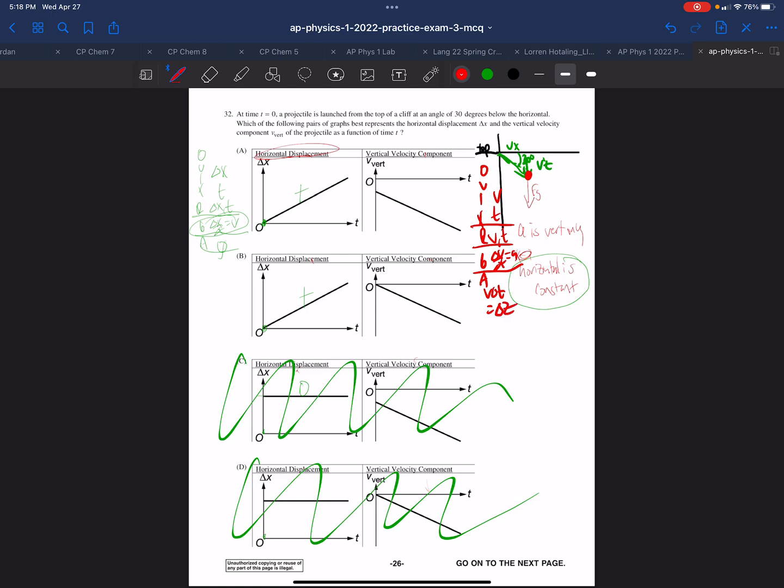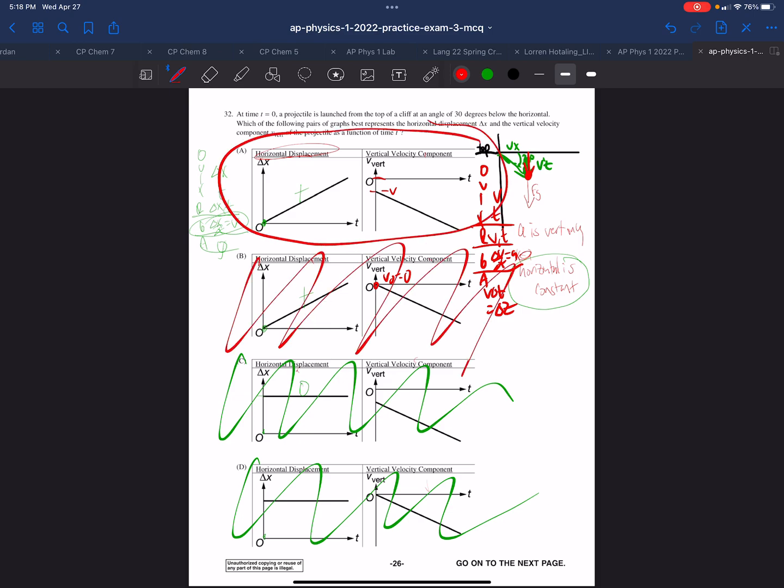Now what we know is the velocity to begin with, vertically, is negative and not 0. So if we look at these two just from the origin, we see this one has some negative value of V, and this says V0 equals 0 in the vertical. So this is out, and that's why 32 is choice A.